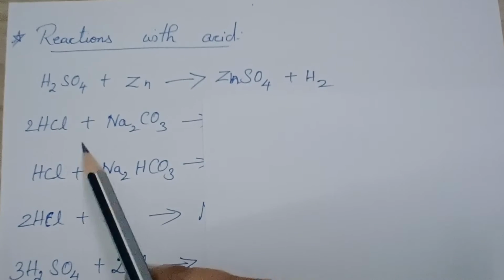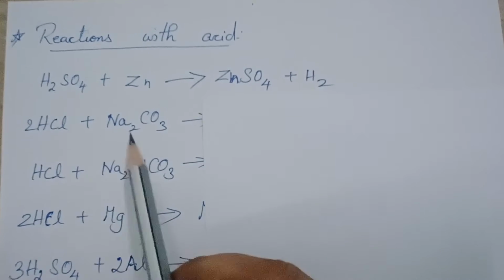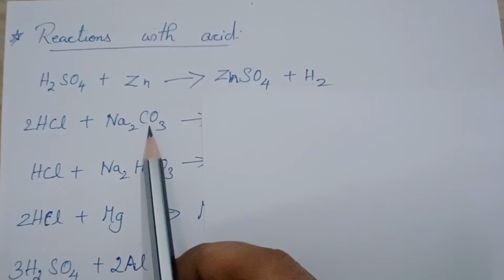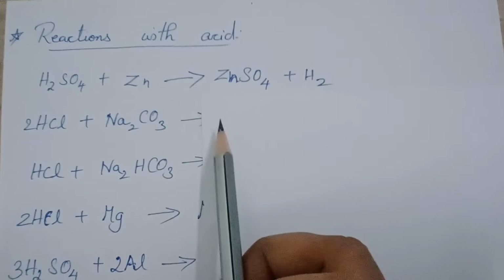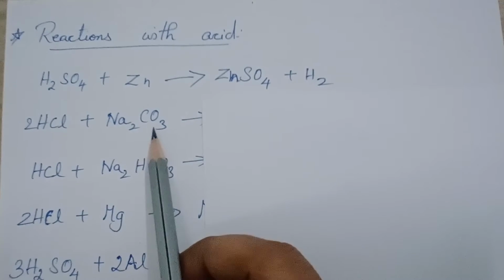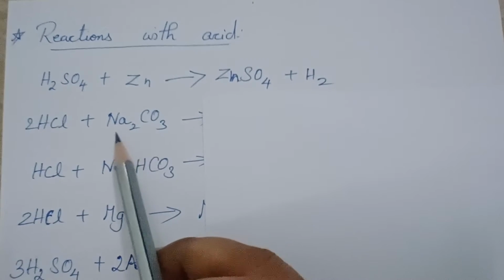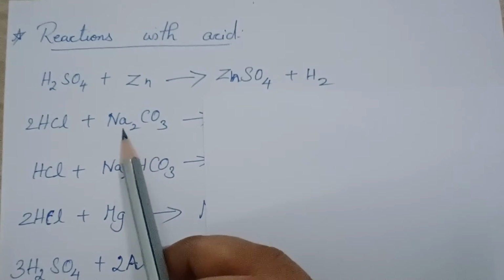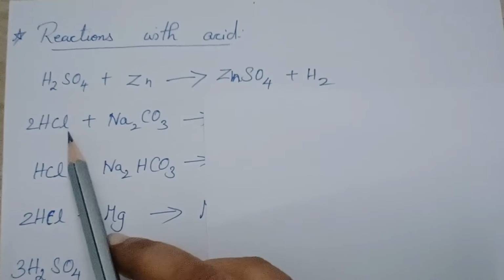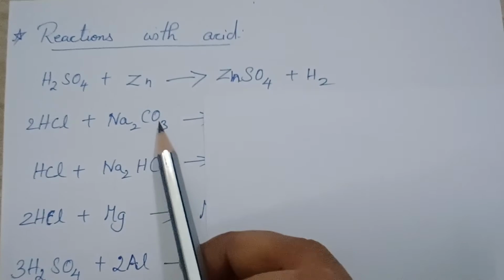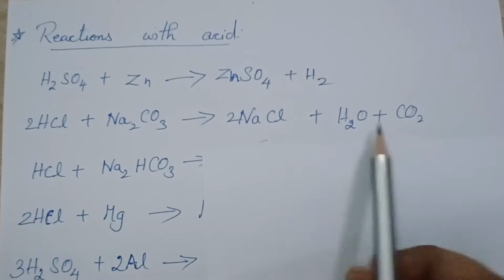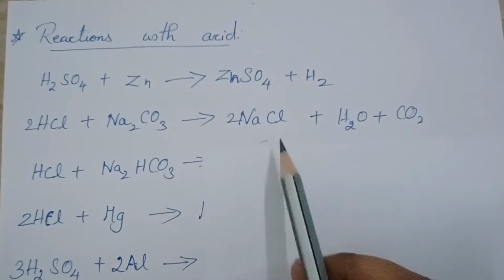Okay, next, acid plus metal carbonate. So what is the product? Salt plus carbon dioxide plus water, right? HCl plus Na2CO3 gives, what is the salt produced? Sodium chloride, NaCl plus carbon dioxide plus water, right? You know how to balance that, right? So you can balance it.